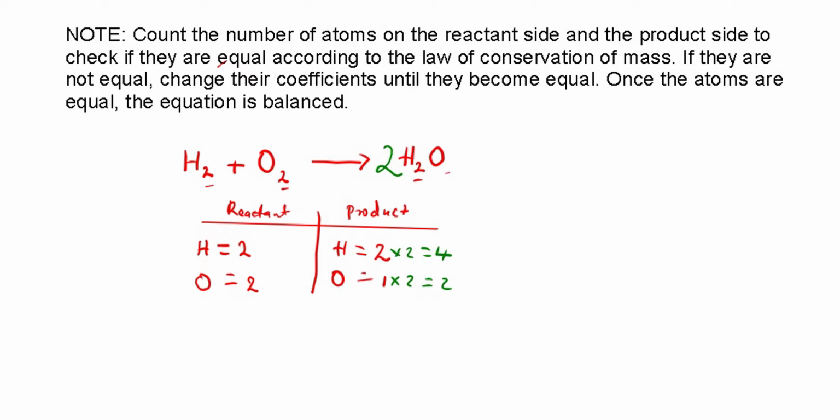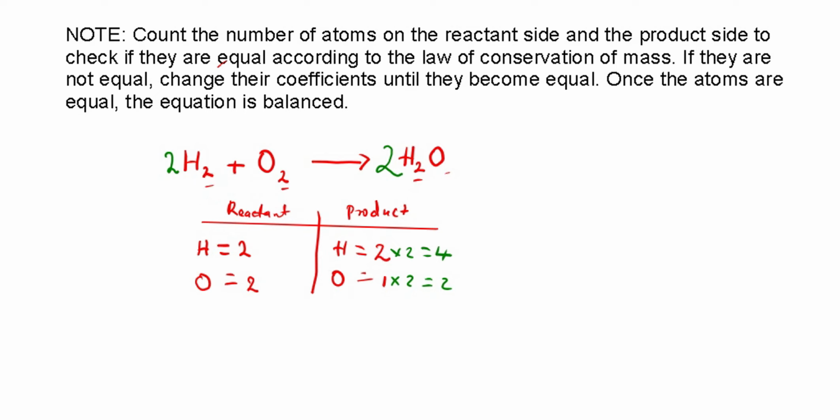So let's look at the hydrogen. Since hydrogen in the product side is 4, let's try to make hydrogen 4 in the reactant side. So what do we do? We add 2 to the coefficient of hydrogen. So we add it here. Then when you add 2 there, 2 times 2 will give you 4 in the reactant side, and we also have 4 in the product side.